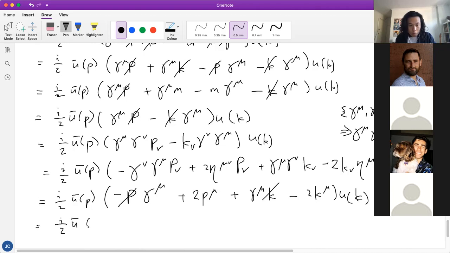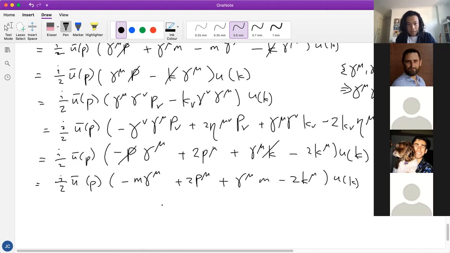U bar P. And then the first one is minus M gamma mu plus 2P of mu plus gamma mu of M from this K slash, and then minus 2K of mu, U of K. Cool. And then now these two cancel each other out. So then we end up with this, take the 2 out the front.